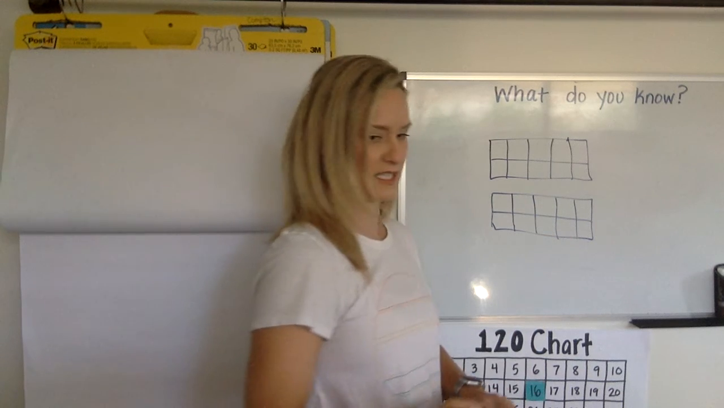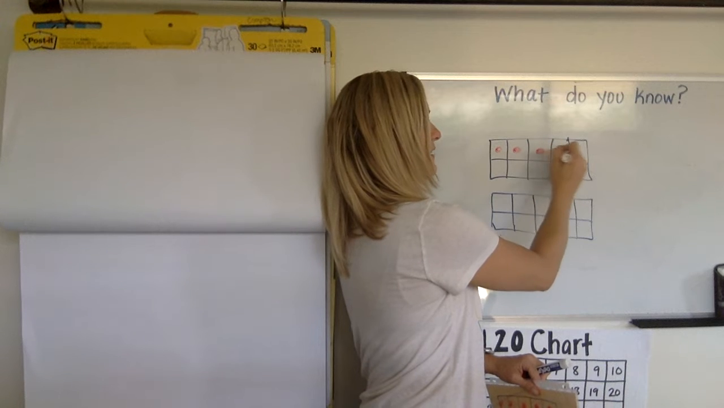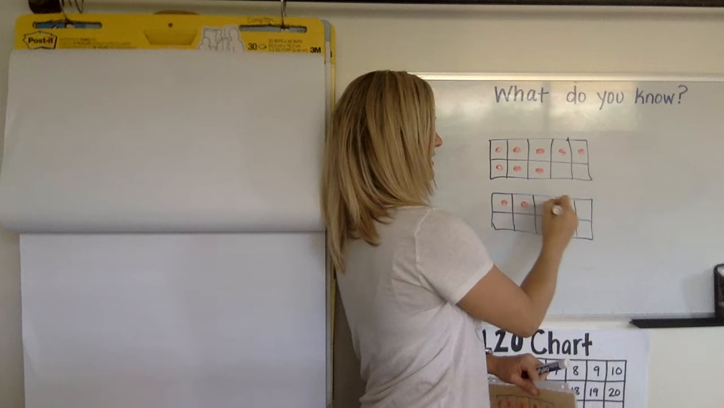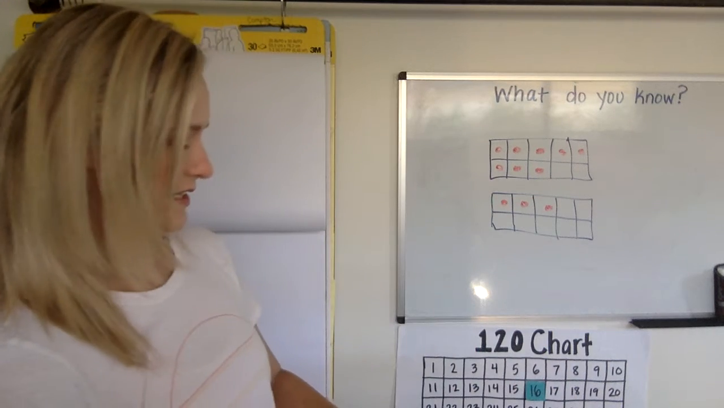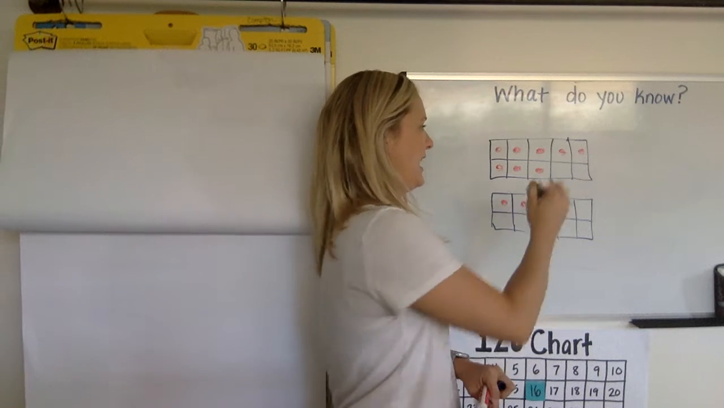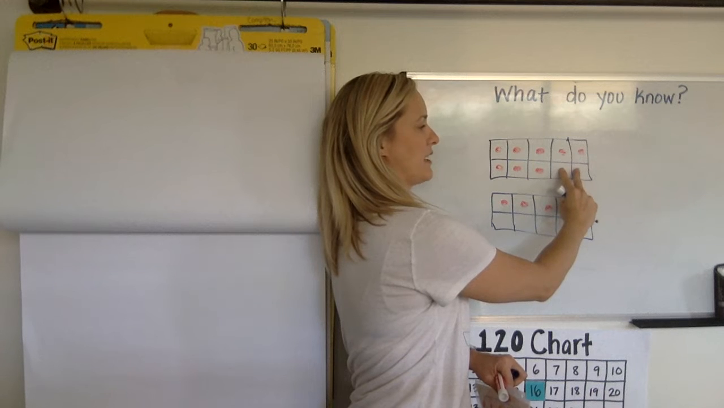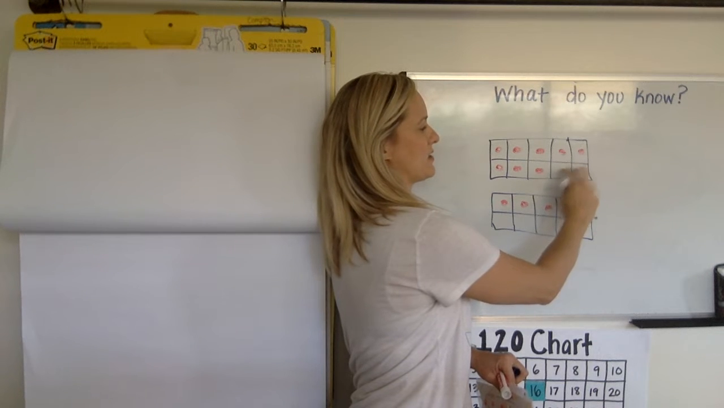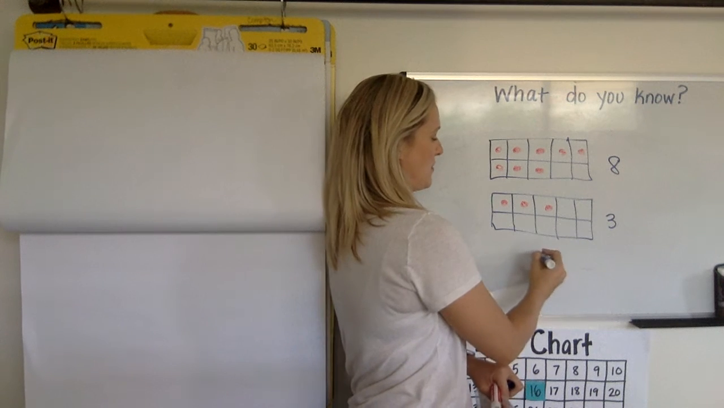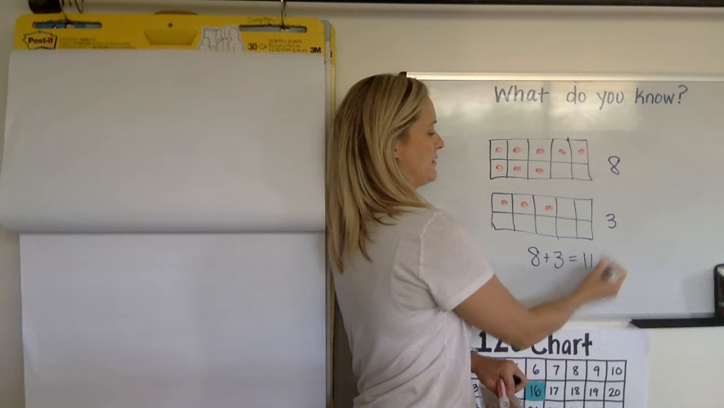And this time I was sneaky. I had some dots filled in on one 10 frame and some dots filled in on another 10 frame. So maybe, I'm going to guess, maybe you saw this as 8 because you knew there were 10. It would be 10 if these were there, but you said, oh, these two are missing, so this must be 8, and this one must be 3. So maybe you did 8 plus 3 makes 11.